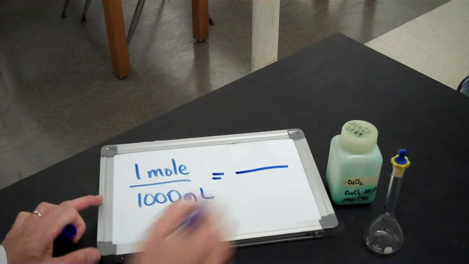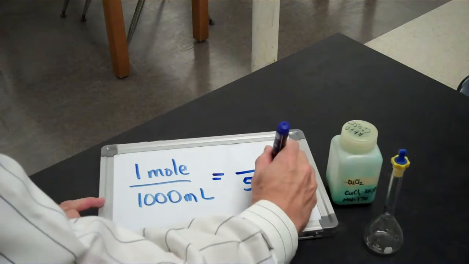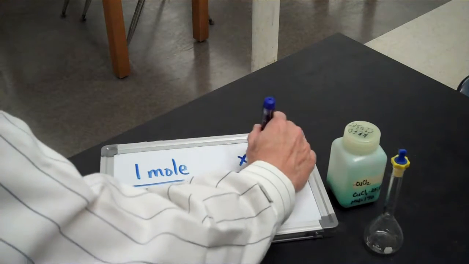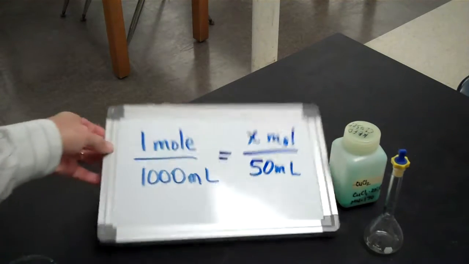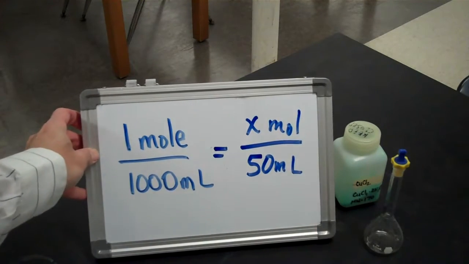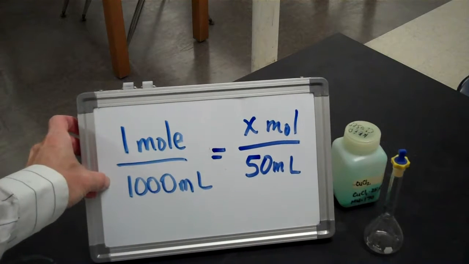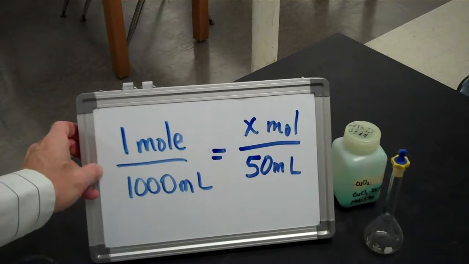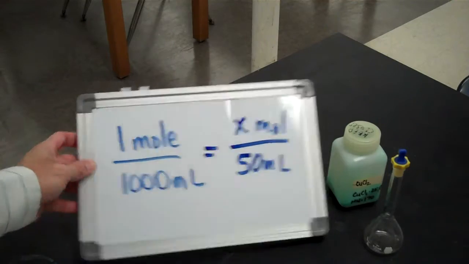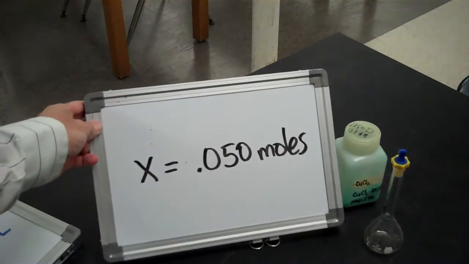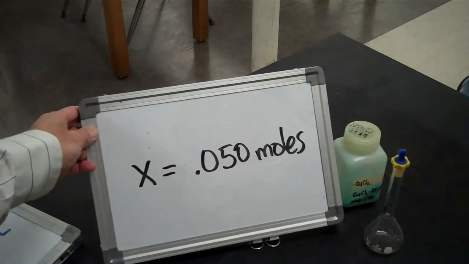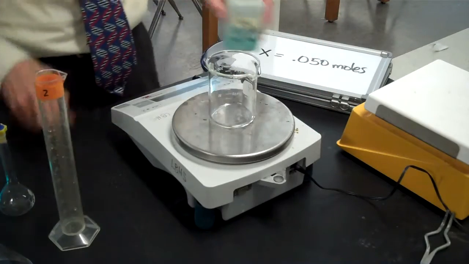1 mole per liter. How many moles in 50 milliliters? So this should look to you like simple proportional reasoning. 1 molar solution, but I'm only making 50 milliliters of it. When you solve that, you get an answer of 0.050 moles. Very simple algebra. So I'm going to weigh that out.